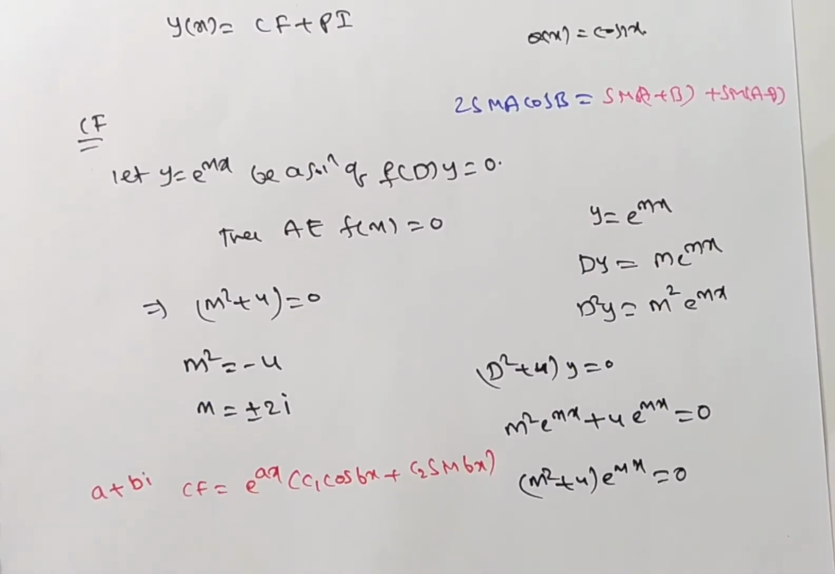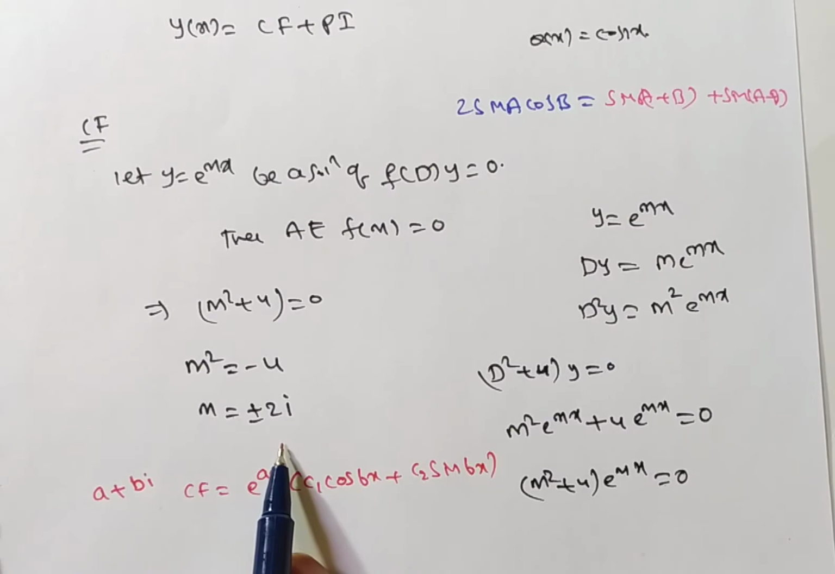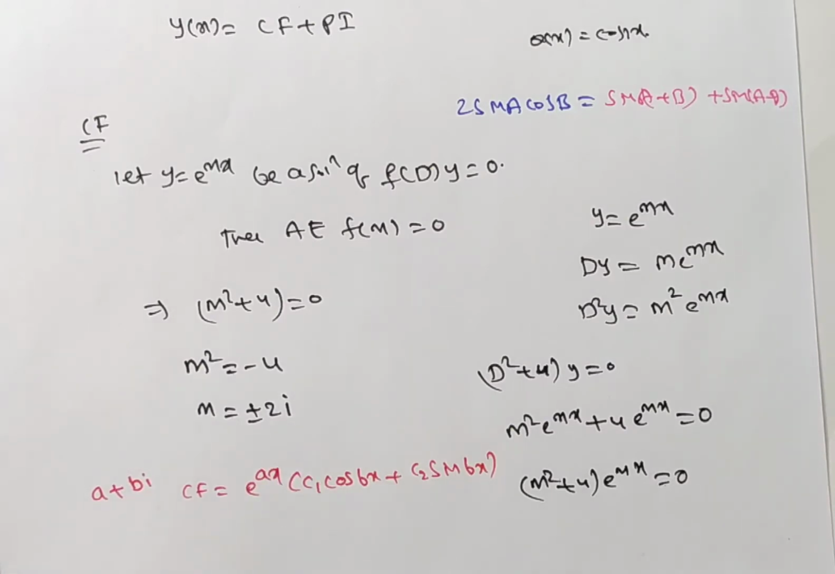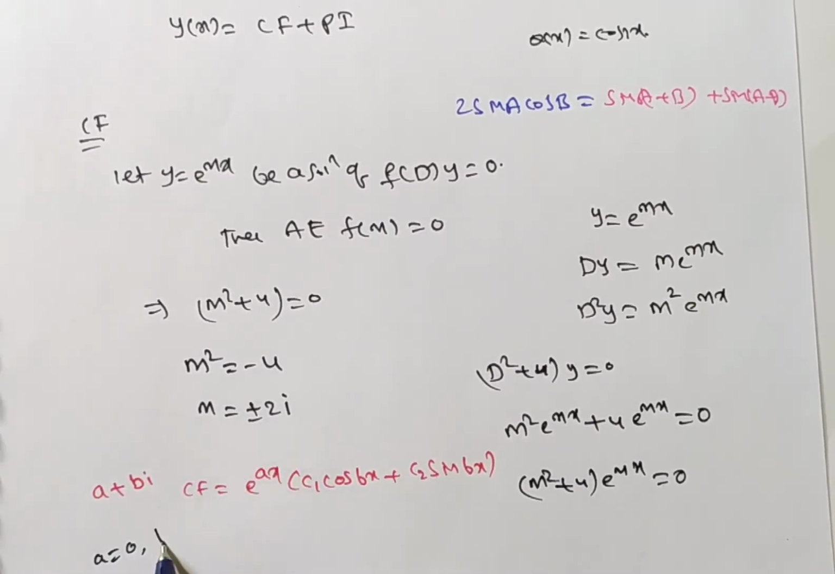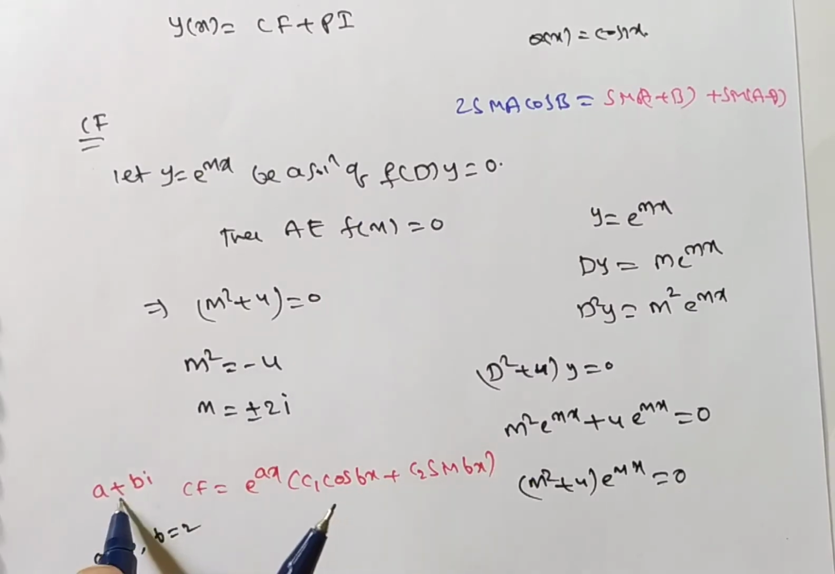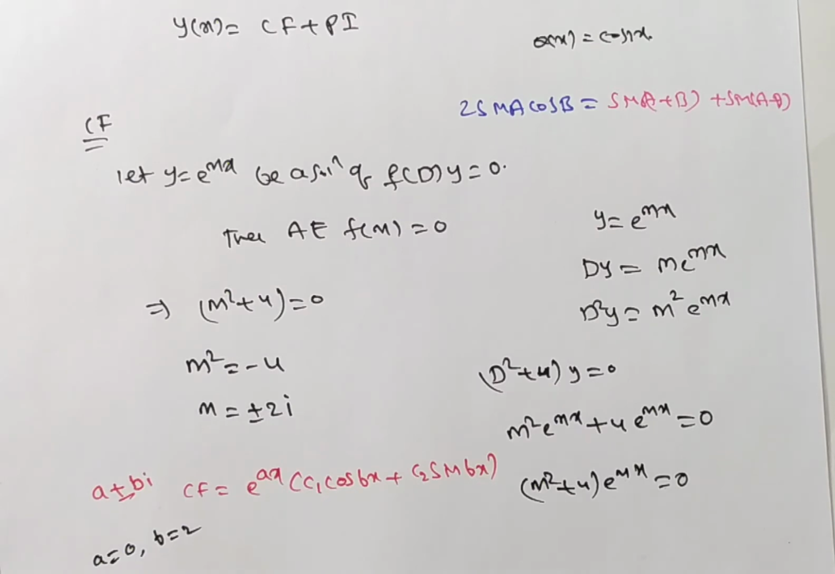Now this is a complex number, but here you have purely imaginary. So from this what you can say: a is the real part. What is the real part here? 0. Next, b is the imaginary part. What is the imaginary part here? 2. So b = 2. This is the a ± bi form. Complex roots come twice at a time; conjugate numbers you will get.